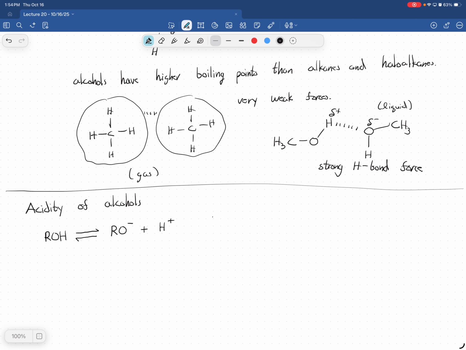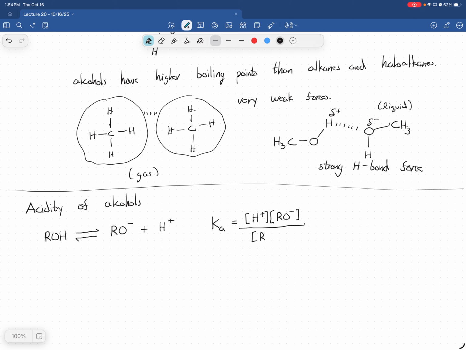Okay. So let's talk about the acidity. How do we measure acidity here? So we got Ka. All right. Does this seem familiar to anyone? How do I complete this? What's Ka equal to? Yes, right. So H+ is H3O+, right? And what's the other part here? RO−. Good. Thank you.